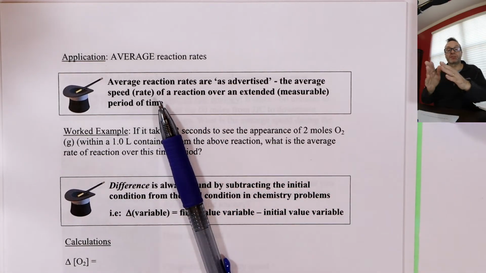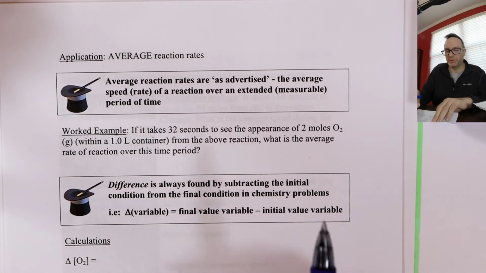The average is just the average over the entire course of the experiment. If the experiment takes 20 minutes, what's the average speed over the entire 20-minute period? So our time, delta T, will be the entire length of the experiment, and our change in concentration will be the maximum change of reactant or product in that time. So it's a very simple one, right?